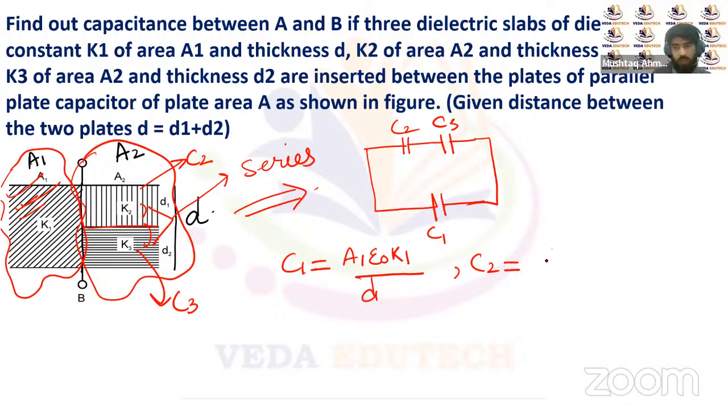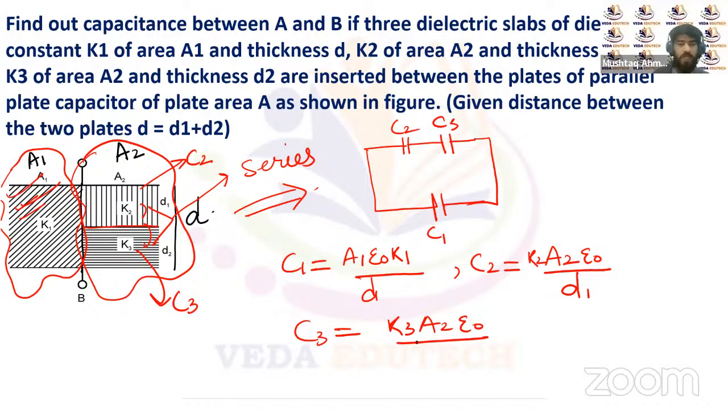C2 here will be, the area is A2, K2 epsilon naught upon the length between the two plates of this capacitor, that's T1, and C3 here will be K3, and the area is once again A2, epsilon naught upon T2.